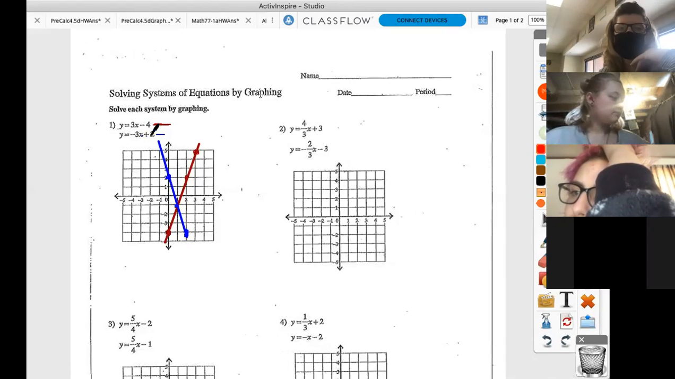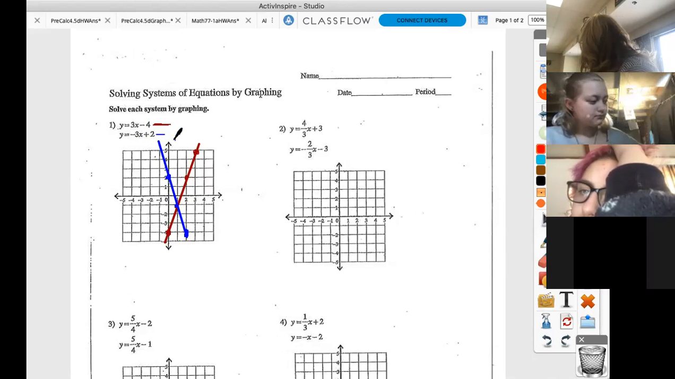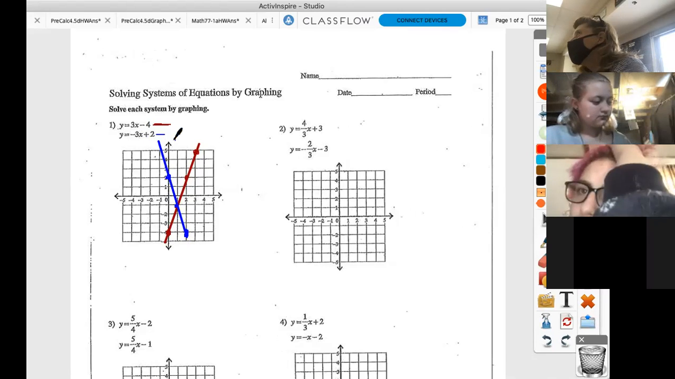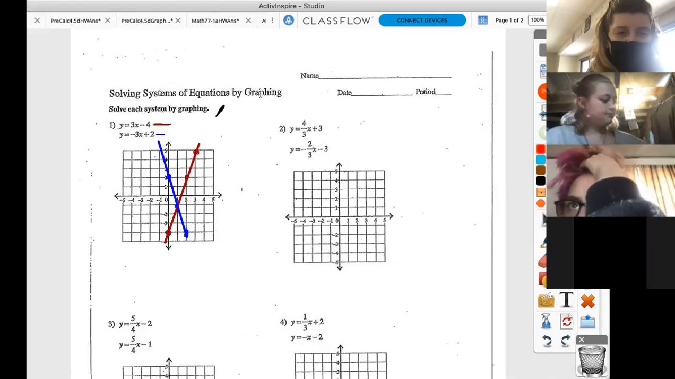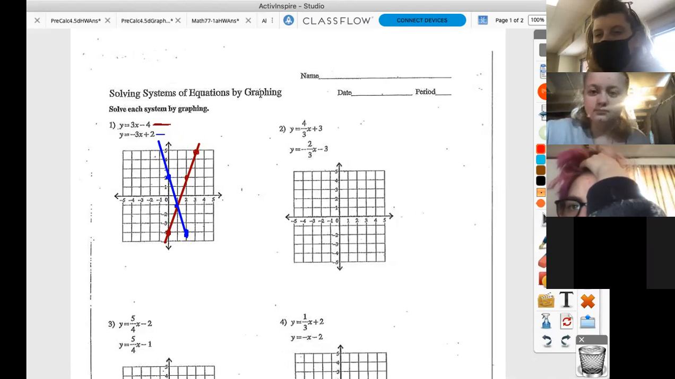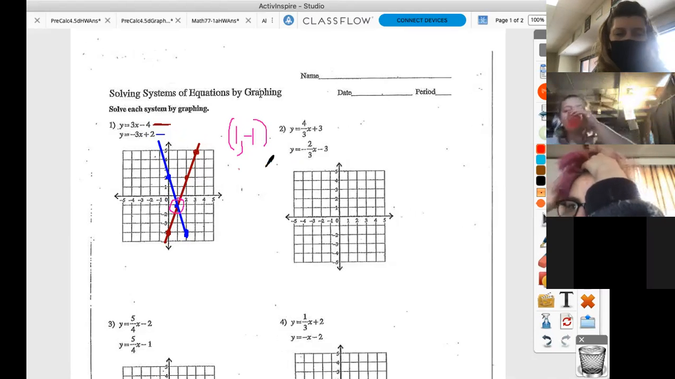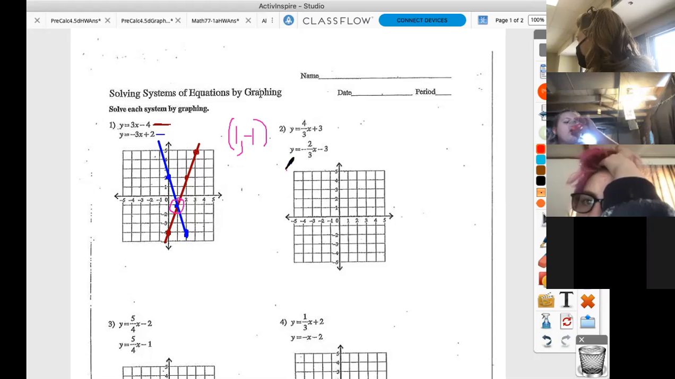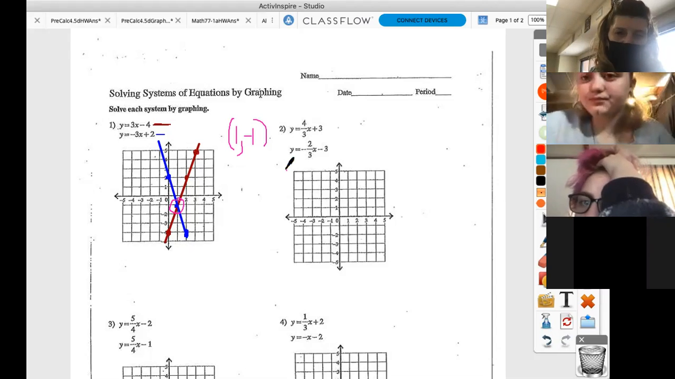Okay, now I graphed them, but I'm not done with this problem because I need to name my solution. What is the actual solution to this problem? 1, -1. This point right here, that's my solution. All right, that is your job for today.